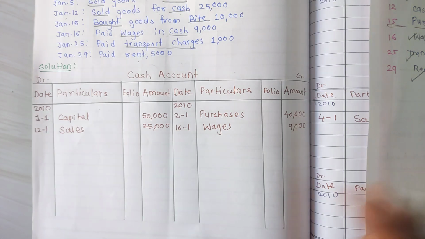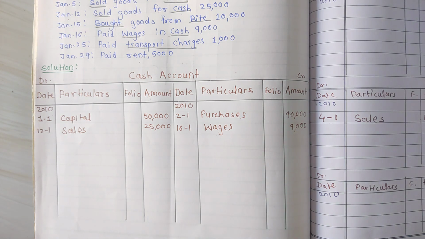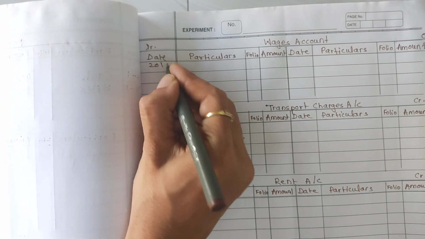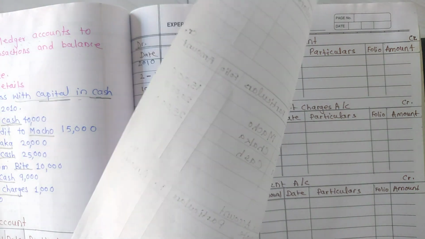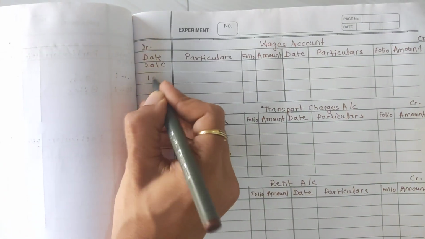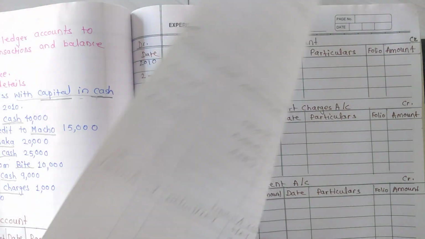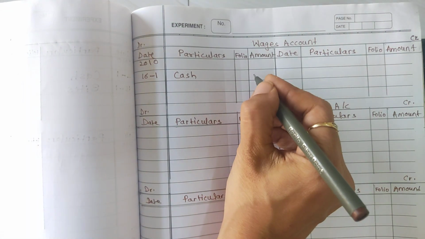So in the wages, effect will come on the debit side. So write down in the wages debit side. What is the date? Date is 16 January. So write down 16 January, cash. And how much is the cash for wages?